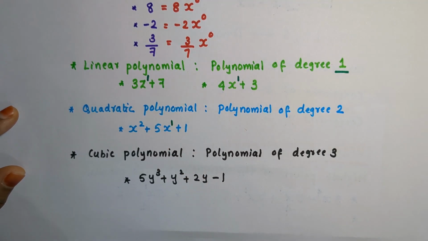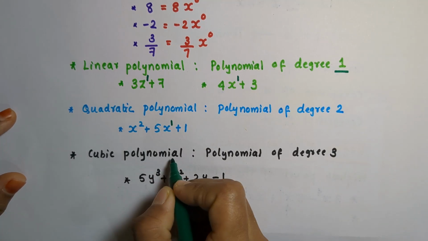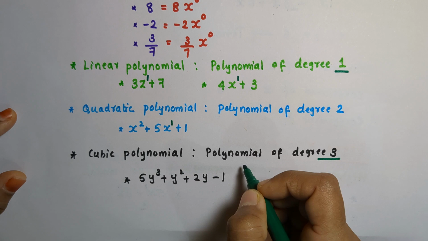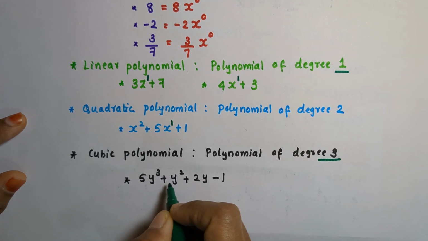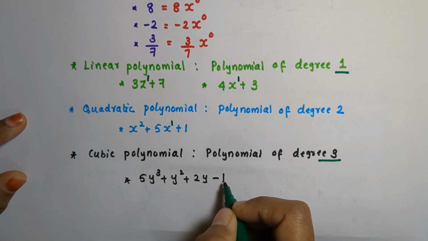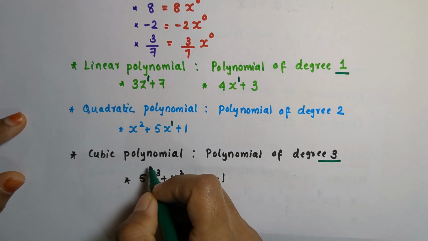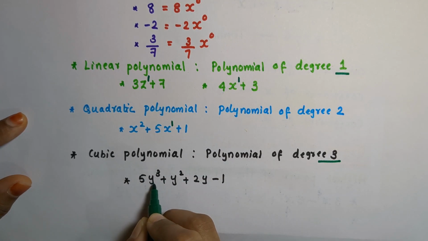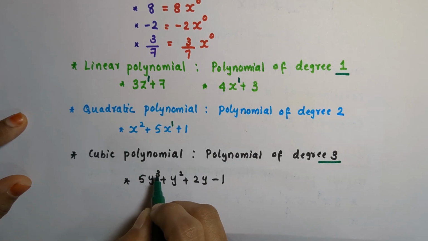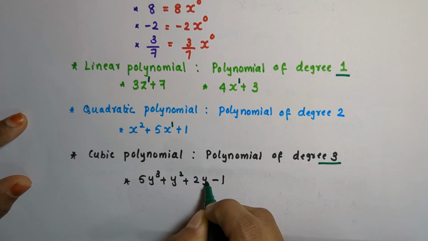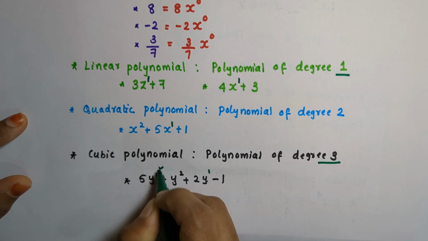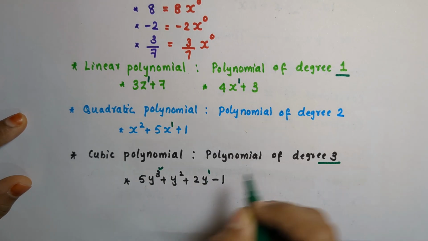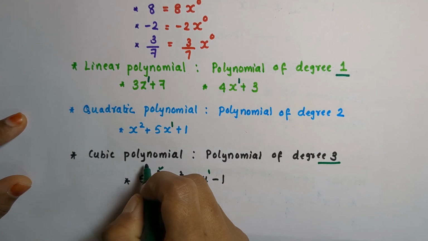Okay. Now another type of polynomial is the cubic polynomial. A polynomial of degree 3 is called a cubic polynomial. For example, 5y cube plus y square plus 2y minus 1 is a cubic polynomial. Why? Because this is a polynomial in y, the variable is y. The power of this y is 3, here the power of y is 2, here the power of y is 1. But the highest power is 3, and that highest power is called the degree. So this is a polynomial of degree 3, called a cubic polynomial.